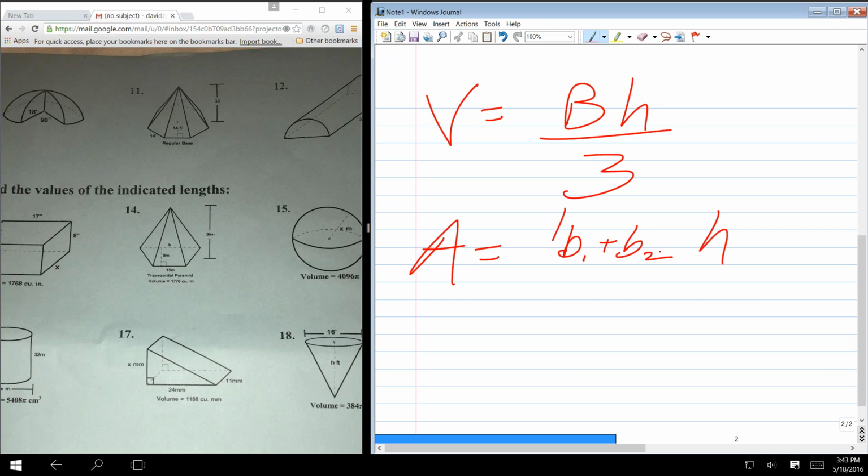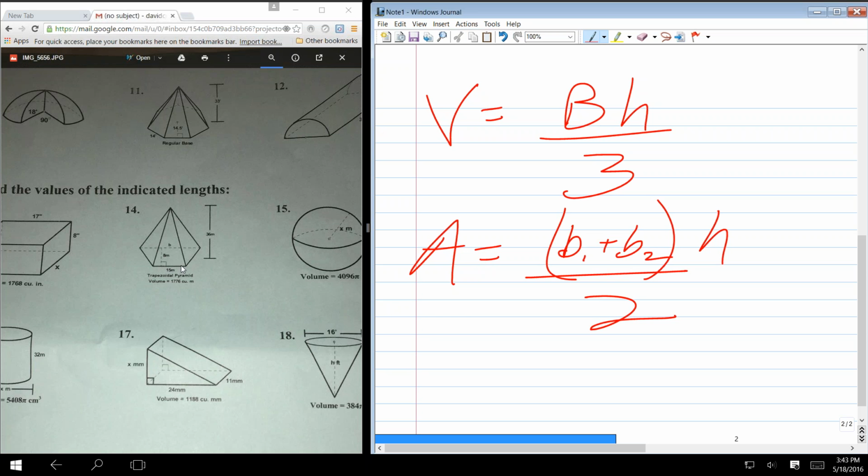And in this problem, they give us base 1 is 15. The base 2 is B. The height of the trapezoid is 8. Also, do not get confused between those two h's. They are not the same. The h in the bottom is this vertical height of a trapezoid. The h on top is the height of the pyramid.